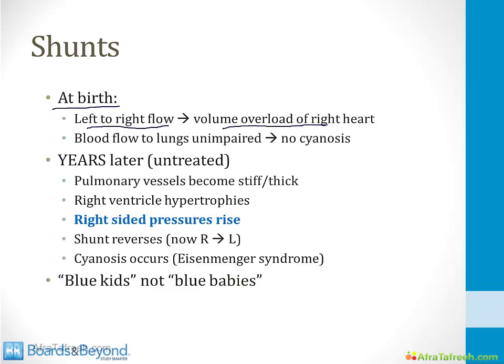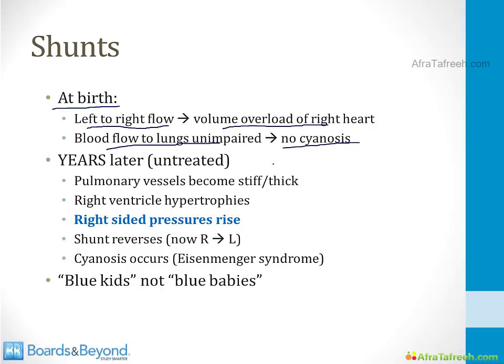This will lead to volume overload of the right heart. However, in many cases, the right heart can tolerate the extra volume. This means that blood will flow to the lungs normally, the blood flow to the lungs will be unimpaired, and there will be no cyanosis. And that makes these defects very different from other defects I talk about in the video on cyanotic heart disease. Children with those conditions like tetralogy of Fallot have cyanosis at birth. You generally do not see this in the shunts I'm going to talk about in this video.